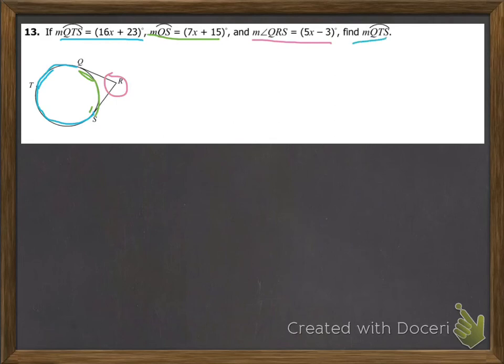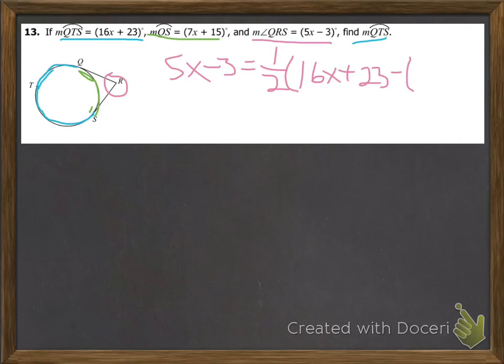So once again, we need to find the measure of the blue arc. So this is actually going to be set up almost exactly the same as the last problem. So we got angle QRS, which is 5x minus 3 equals 1/2. And then the larger arc minus the smaller arc, so 16x plus 23 minus, and then put the smaller arc in its own parentheses. So 7x plus 15, close parentheses, close parentheses.